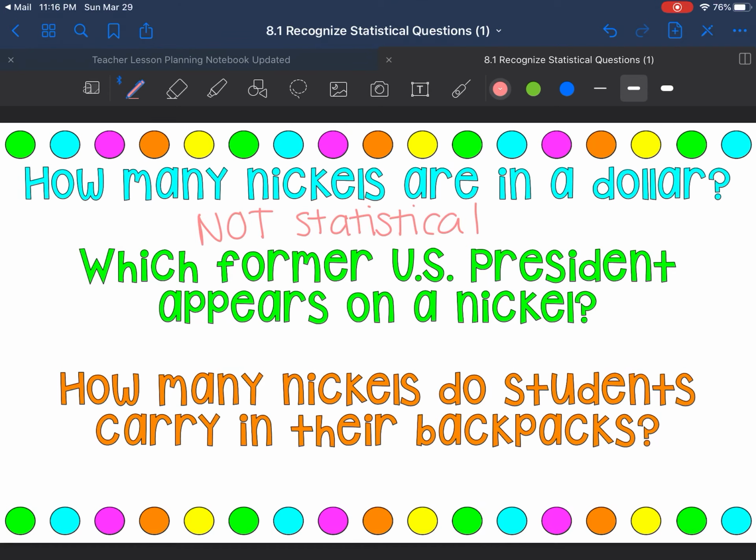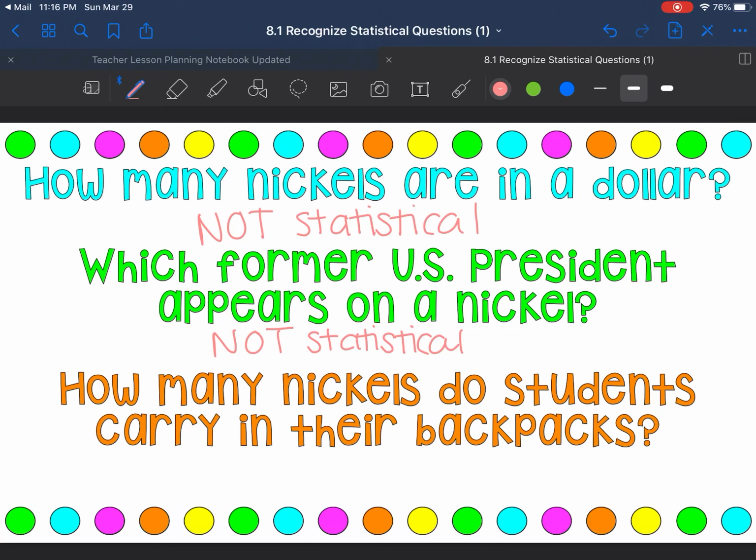Which former U.S. president appears on a nickel? Well, fun fact, it's actually President Thomas Jefferson. But that's only one person, right? So would that be statistical or not statistical? Well, since it is only one person, it would be not statistical.